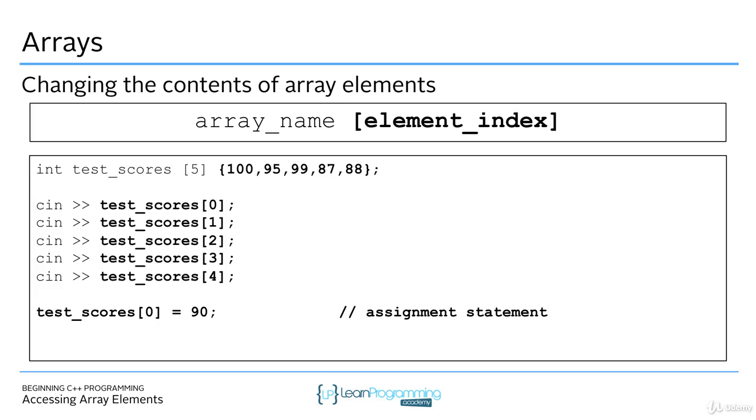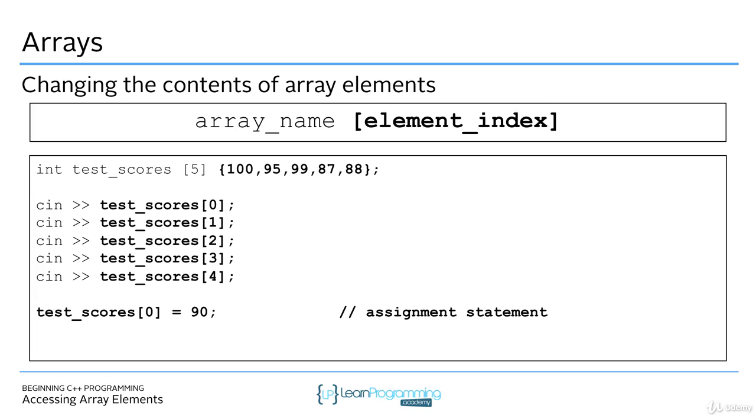We use the same syntax for storing values in array elements. In this example, we're getting input from the user via the console and updating the individual array elements from index 0 to 4. We could then display them as we did in the previous slide. We'll talk about assignment statements in an upcoming section, but here you can see that I'm assigning 90 to the first element of the test scores array. Notice that the syntax is the same.